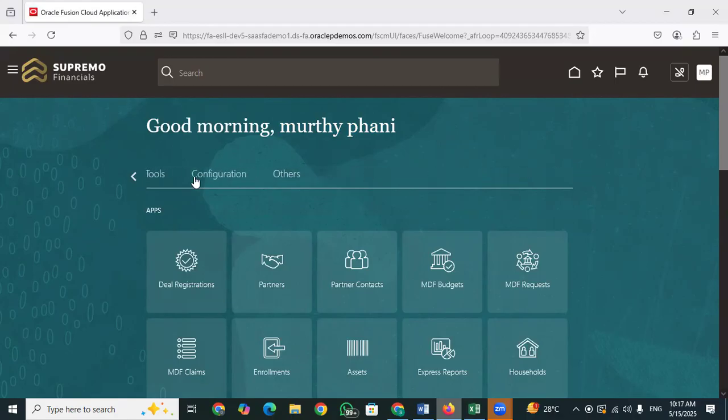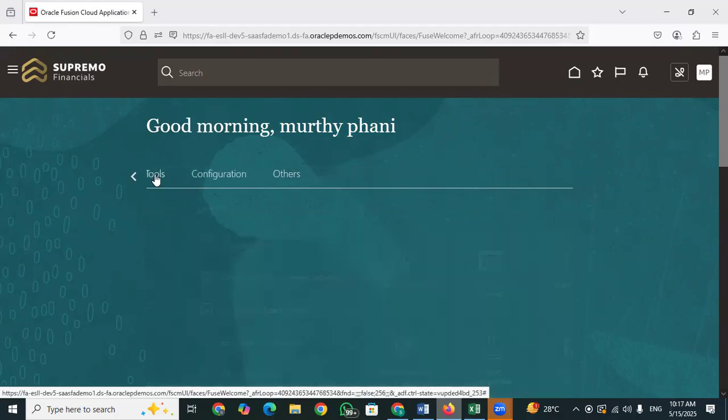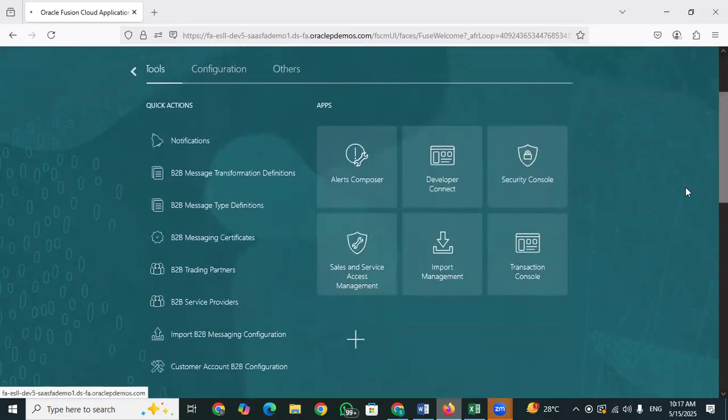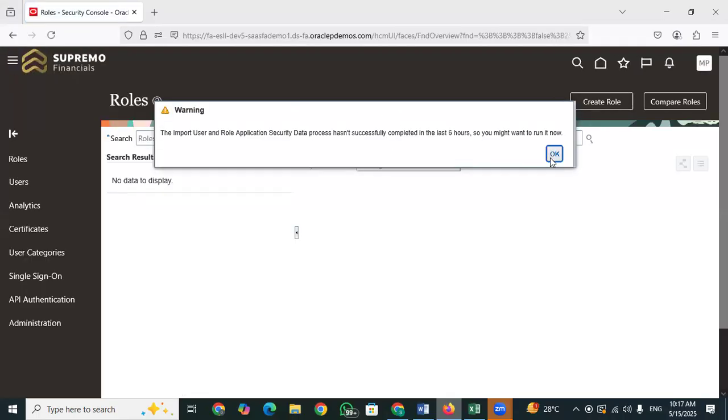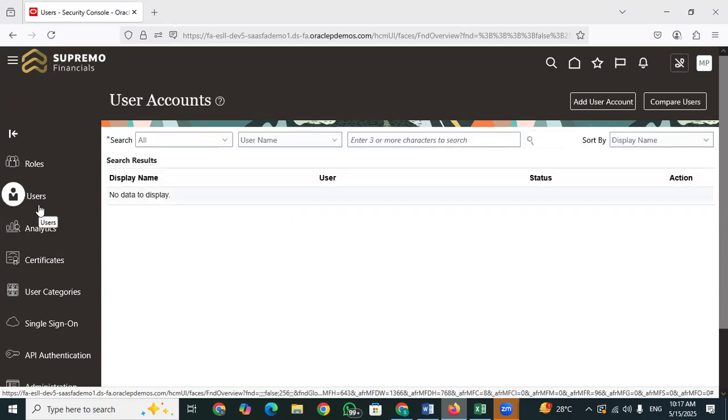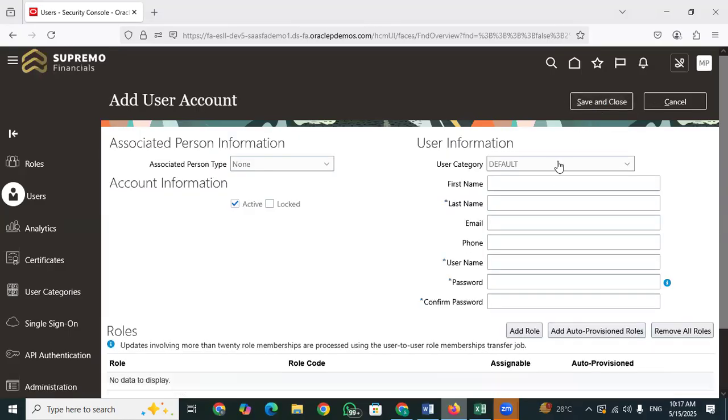The user account basically comes from the tools. In the tools level, we have a security console. Under the security console, if you click on that, okay, user account. It's a very friendly application. Don't concentrate too much on this. Just click on this user account, and a pop-up message comes up, like add user account. Just click on that.